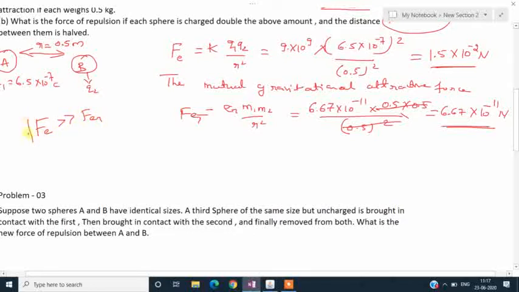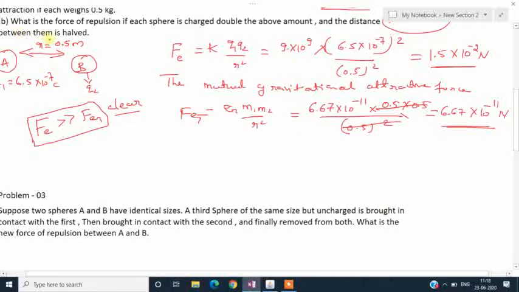That's why the universal forces, gravitational force, electrostatic force, weak nuclear force, strong nuclear force, are based on this. I didn't change the distance between them, but always the electrostatic force will be greater than the gravitational force. So from this example, it is very clear that electrostatic force is greater than gravitational force.